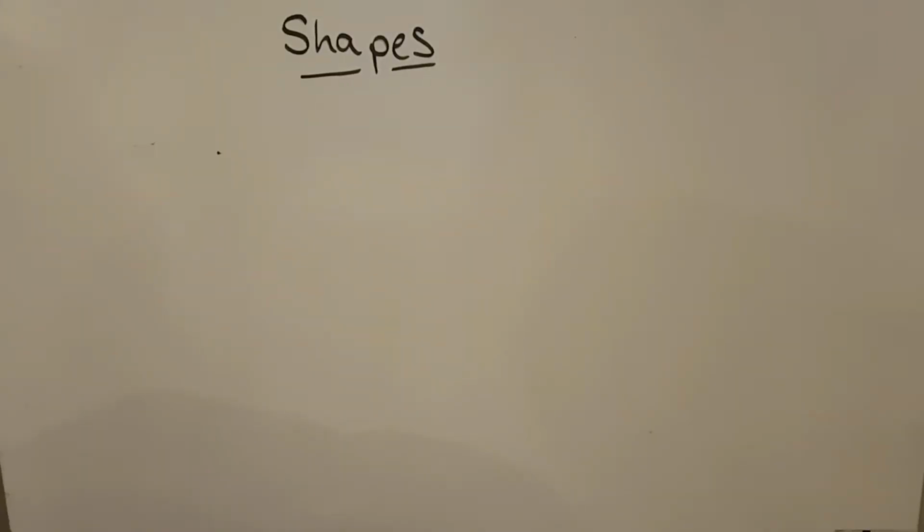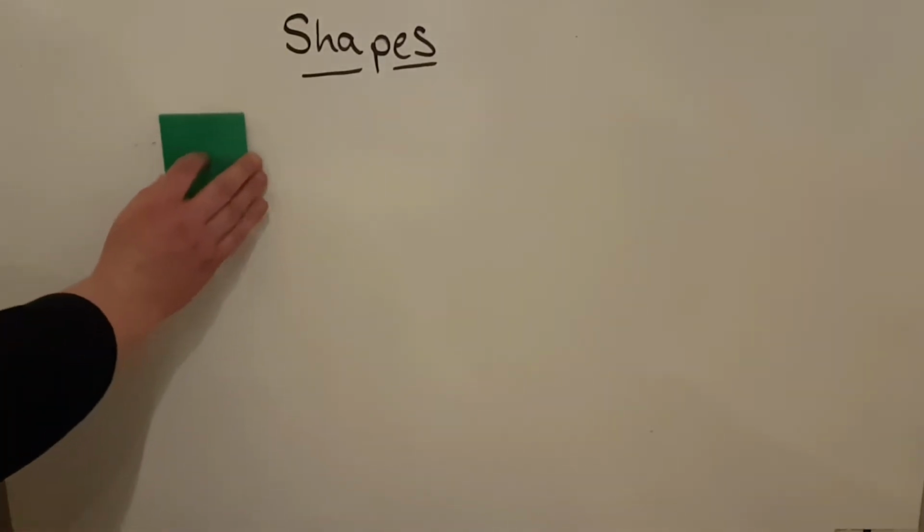Hi, welcome to the first video on shapes that we're going to do. We're going to look at 2D shapes today. And we're going to look at what some of the 2D shapes look like, what they're called and what their properties are. So we're going to start with a square.